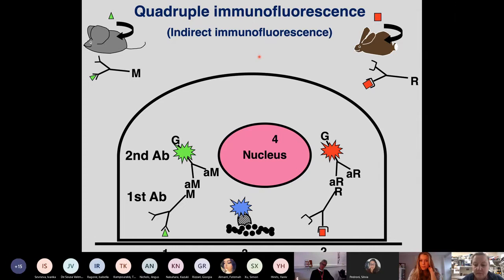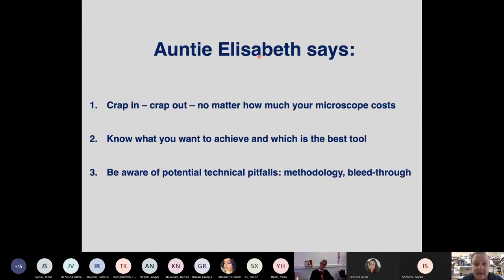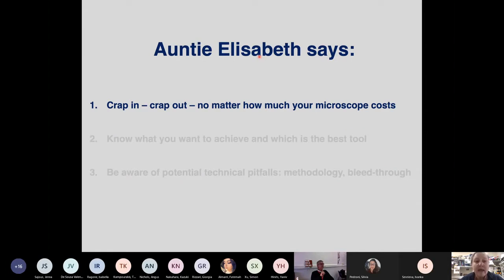So, what does Auntie Elisabeth say? Well, so this is your take-home message. And I will spend the rest of the talk explaining what I mean about this. So let's start with point number 1. Crap in, crap out, no matter how much a microscope costs. Well, unfortunately, that's how it is.